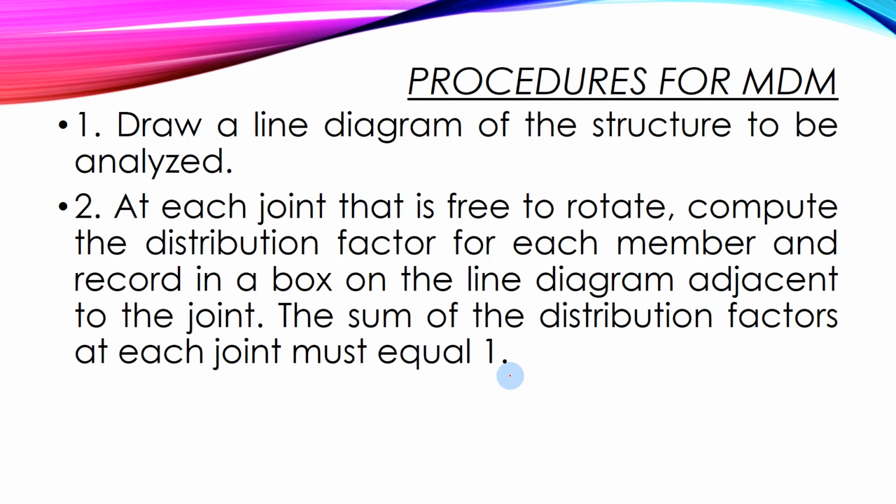So first, draw a line diagram of the structure to be analyzed. Then second, at each joint that is free to rotate, compute the distribution factor for each member and record in a box on the line diagram adjacent to the joint. The sum of the distribution factors at each joint must be 1. Okay, so ma-discuss later, guys, kinsa na si distribution factor. So magamit natin na siya.